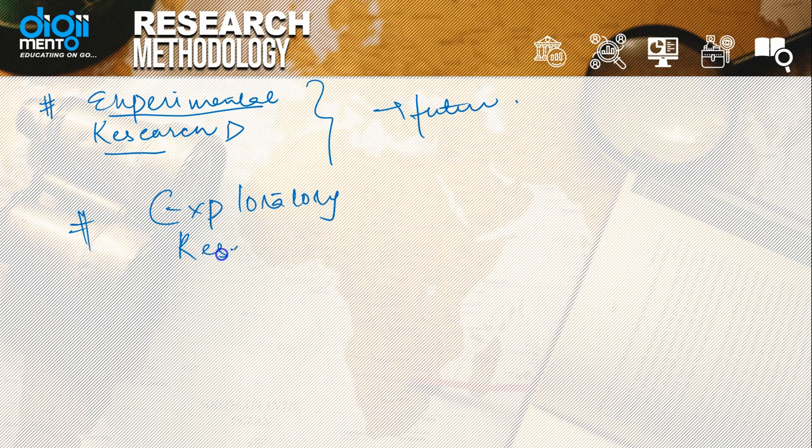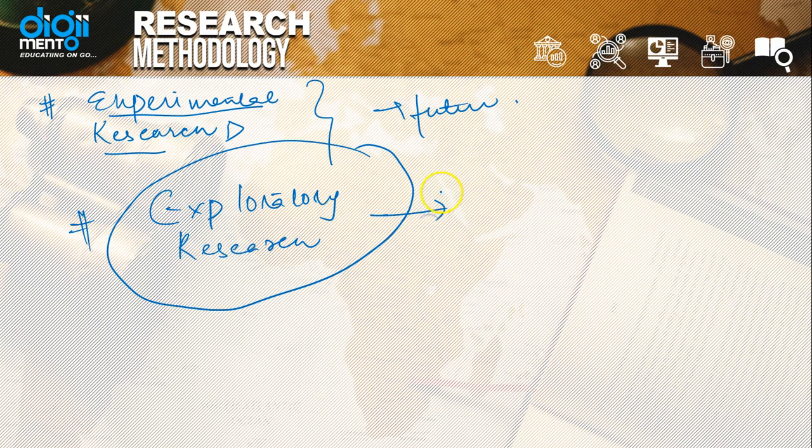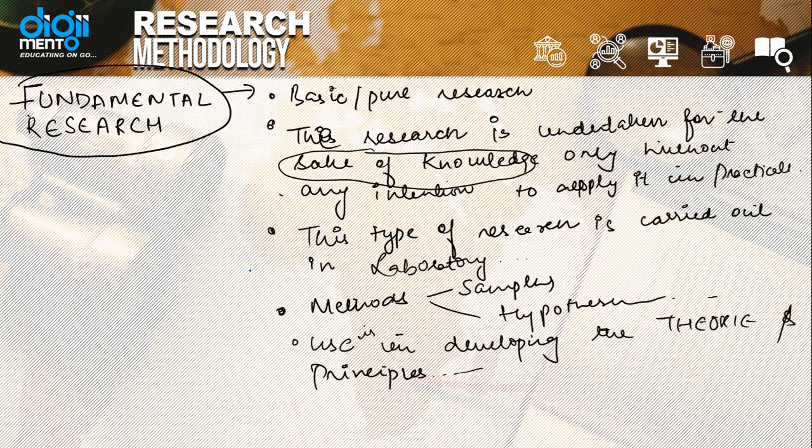exploratory research. Okay, so what is the exploratory research? Exploratory research is a preliminary study of an unfamiliar problem about which the researcher has no knowledge, or you can say little knowledge about that problem. Okay, so that kind of research is exploratory research, and it aims at the development of hypotheses rather than testing. So this is the exploratory research. Okay, so that's it about the types of research.